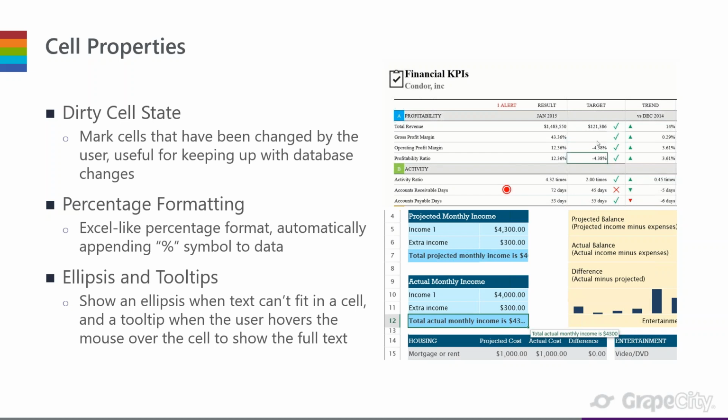Per user request, we also added the Excel-like percentage format, which automatically appends the percentage symbol to data during edit mode, just like Excel. Ellipses were also added to cells where text can't visibly fit within the cell, as well as tooltips that will show the full text when users hover over the cell. The position of the ellipses corresponds to the cell alignment, so it will always show the most significant part of the cell. Now I'll show you a demo of each of these features.